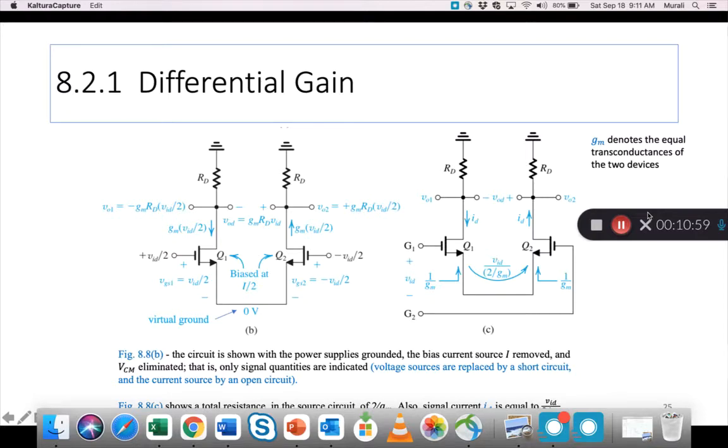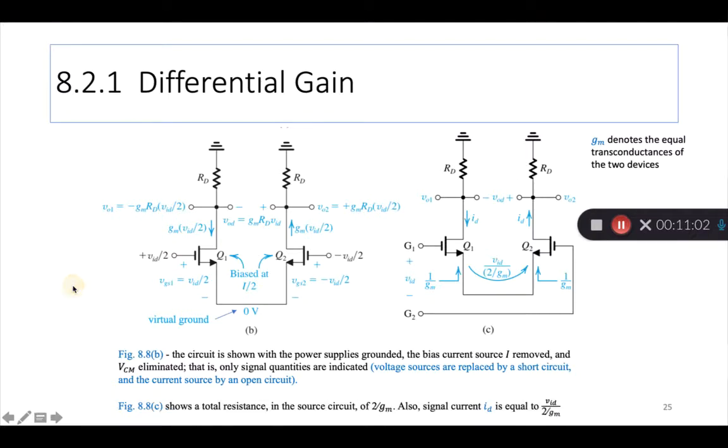and actually do some small signal analysis. So for small signal analysis, first of all, I want to make the point that GM denotes the equal transconductances of the two devices. So Q1 and Q2 are assumed to be perfectly matched. They have the same GM. Not one of them is 100, another 200. No, they both have the same, which is a bit of an unrealistic situation, but for the analysis, that's what we assume.